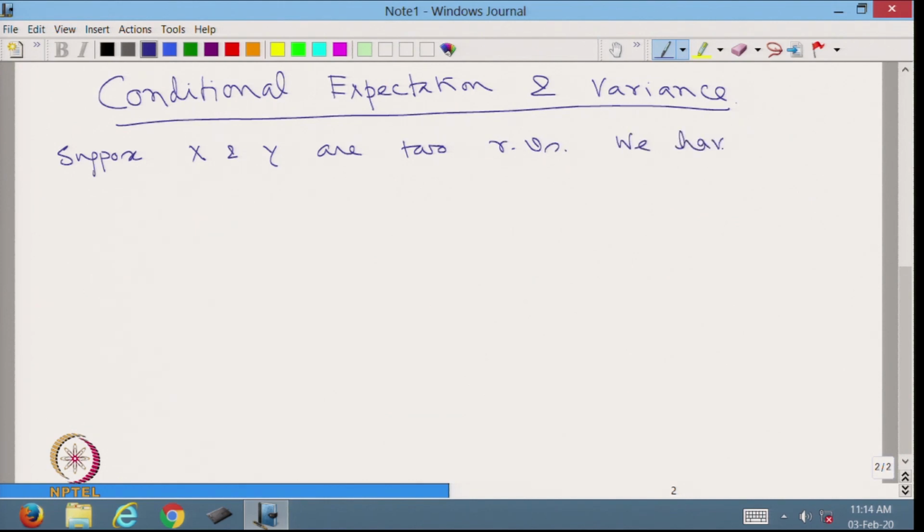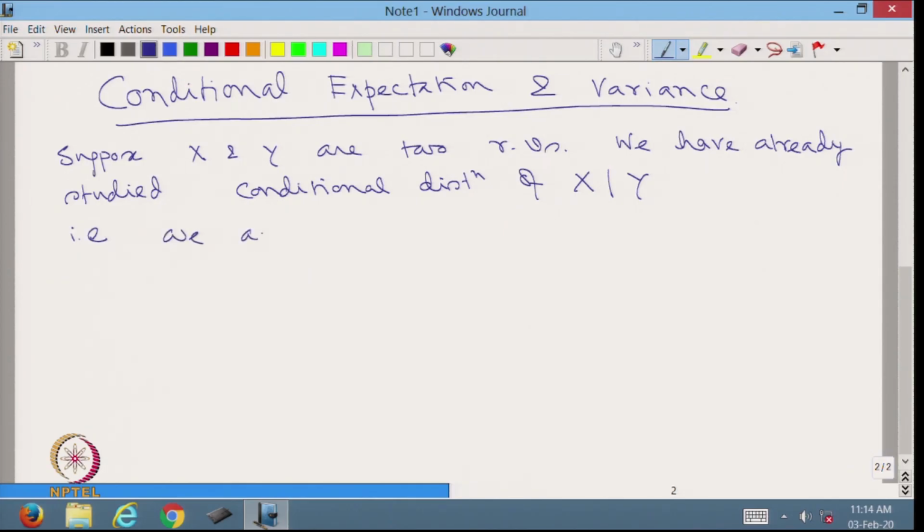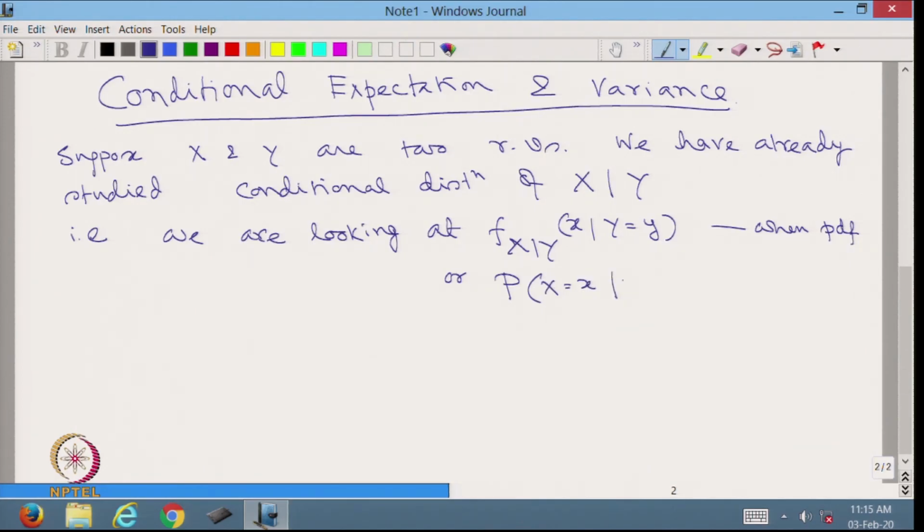We have already studied the conditional distribution of X given Y. That is, we are looking at f of x given that Y is equal to y when it is a PDF, or probability X is equal to x given that Y is equal to y when it is a PMF.